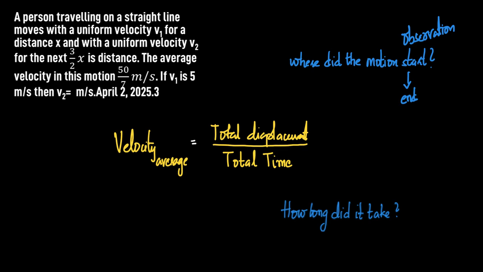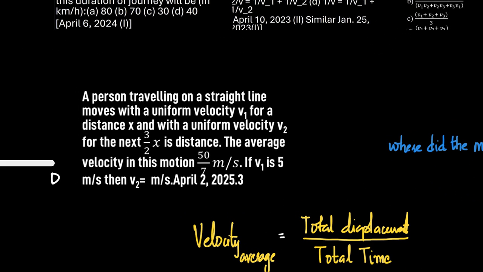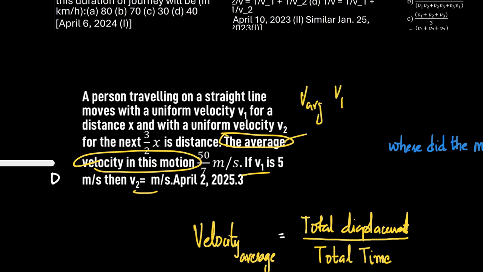Now, why are we emphasizing this much on PYQs? So, what is this question about? Finding the average velocity in this motion. Well, of course, not to find the average velocity. It's about average velocity because we've been asked to find out V2 given V1 and V average. So we've been given V average, we know V1, and we've been asked to find out V2. But the point is, it's based on average velocity, 2025.